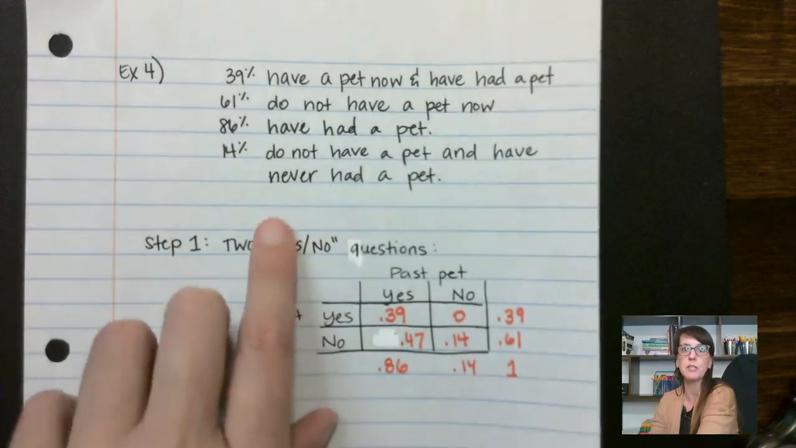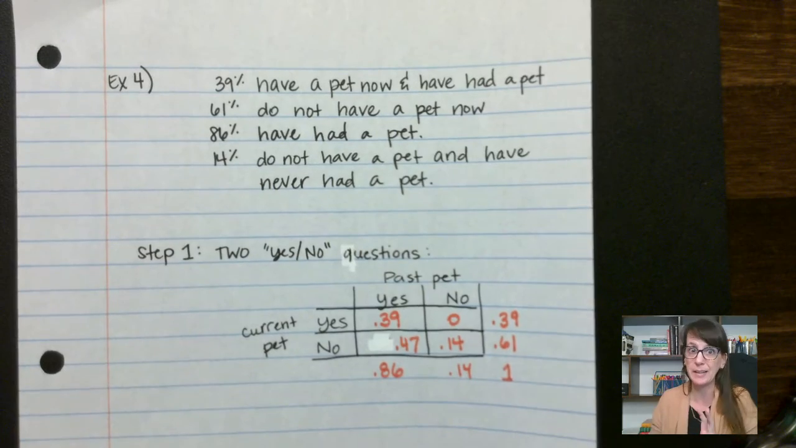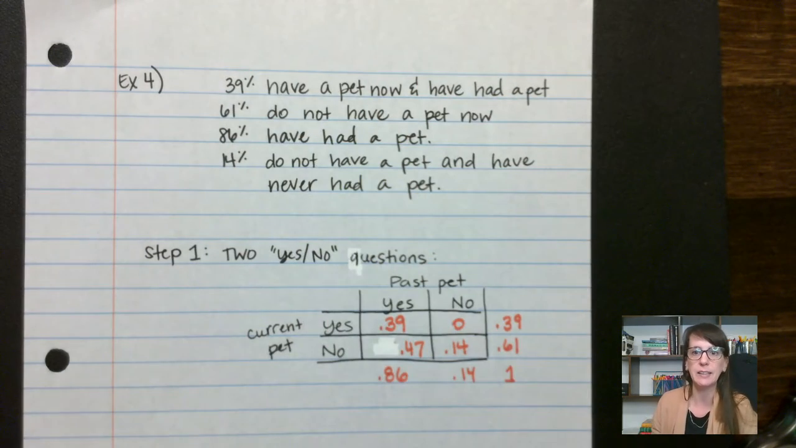So that's how you use a two-way table and how you design a two-way table when you're not given a two-way table. Just ask yourself 2 yes or no questions or binary questions and then fill it in accordingly.